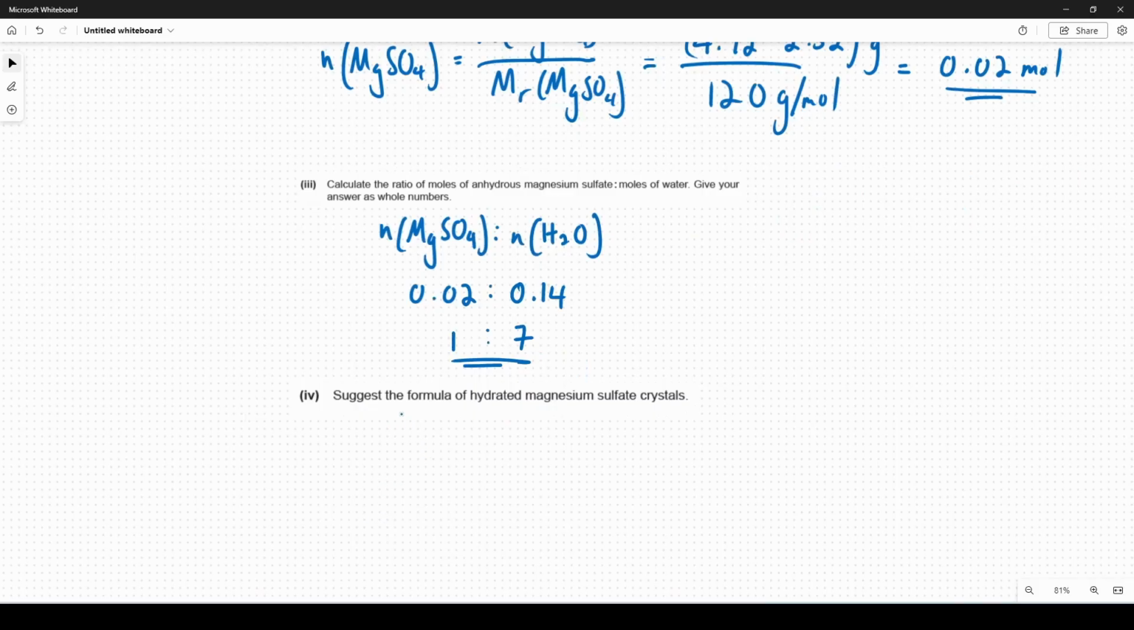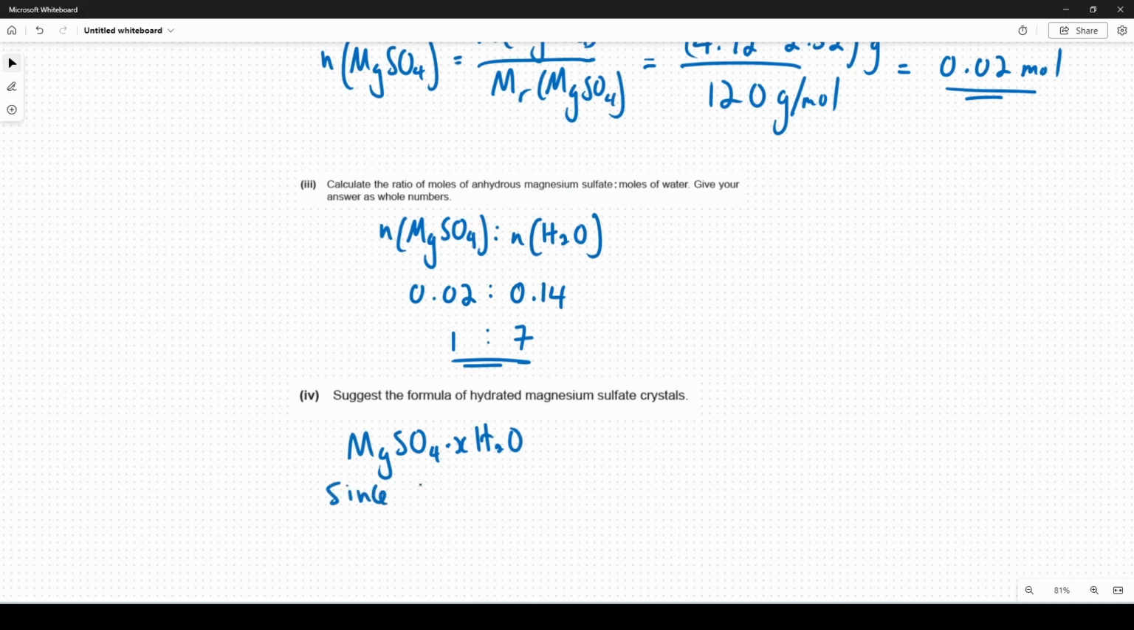In part 4 of the question, they want us to find the formula for the hydrated magnesium sulfate crystals. We know that the general formula for this crystal will be MgSO4·XH2O, where X is the number of water molecules bound to every magnesium sulfate molecule. We have found in part 3 that the number of water molecules bound to every magnesium sulfate molecule is 7. We have 7 water molecules for every 1 magnesium sulfate. So this tells us that X is 7.